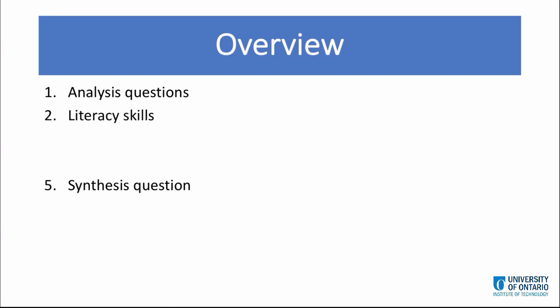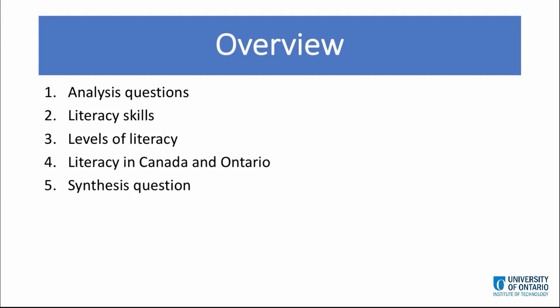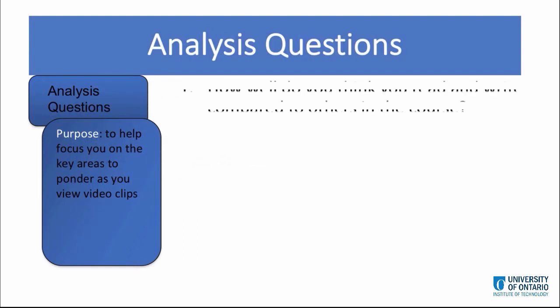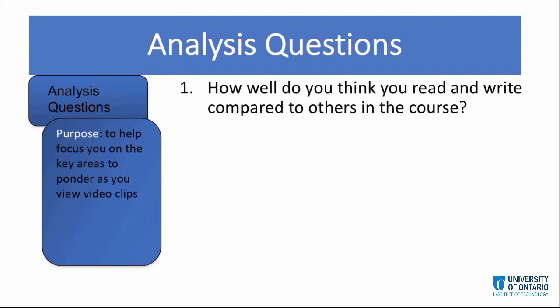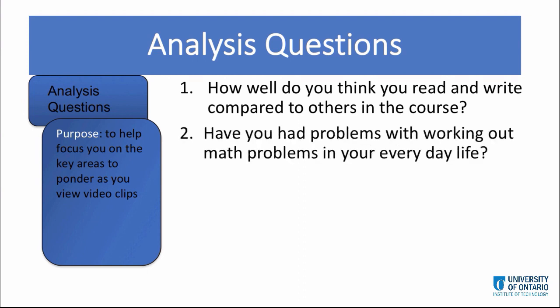First, we will determine what are literacy skills. Next, we'll look at the 6 levels of literacy. And all that information will help us understand literacy in Canada and in Ontario. There are 2 analysis questions for this video. How well do you think you can read and write compared to others in this course? And have you had problems with working out math problems in your everyday life?